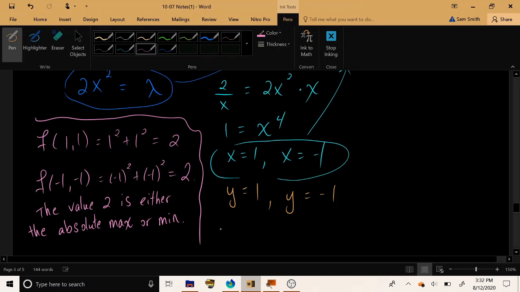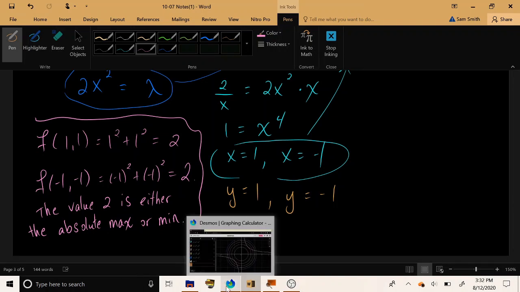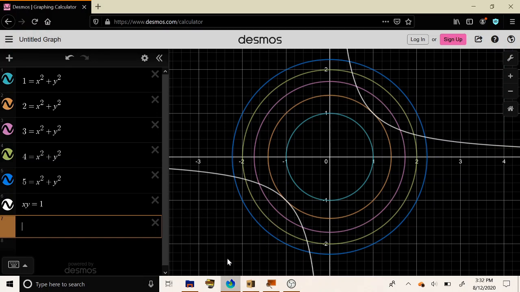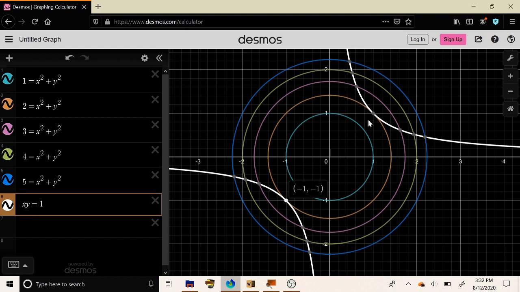At this point, though, we can go back to Desmos, have a look at our level curves, and see if the level curves give us any hint about whether the points that we found represent absolute minima or absolute maxima for our function. Now, the points that we have found are the ones that are located right here and right here, where the graph of the function xy equals 1, the constraint equation, just touches the level curve drawn in orange, the level curve corresponding to level 2, which is why we got an output of 2 from both points.